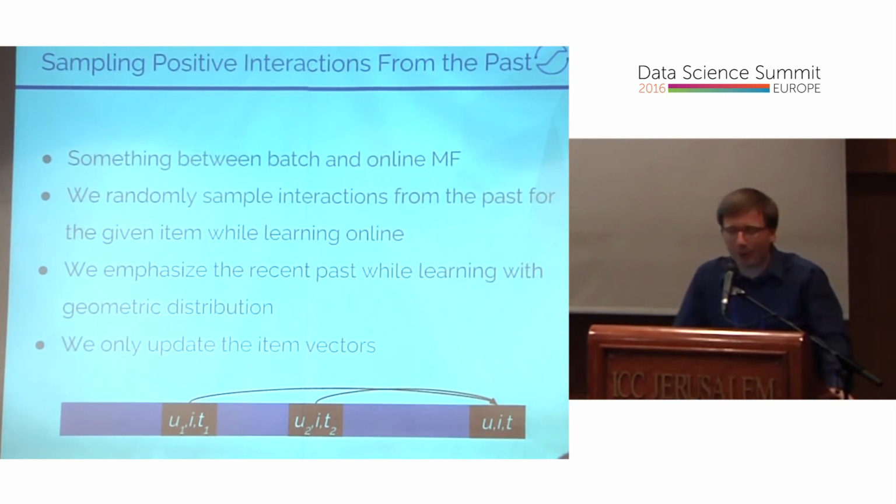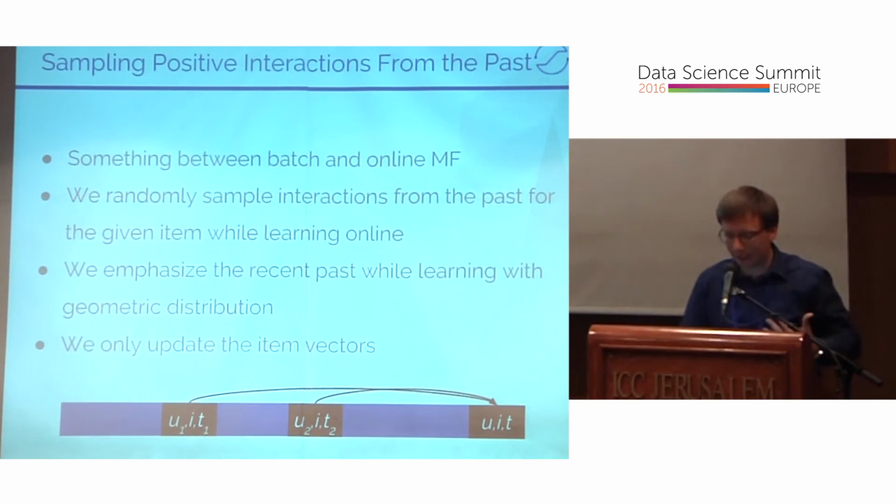And the very last experiment is sampling positive interactions from the past, again to be able to combine these two worlds, the batch and the online worlds. Here, theoretically, we are not doing any kind of batch learning. We are doing an online learning method. We iterate on each record at once. This is the concept. And we're going to slightly change this by the following idea.